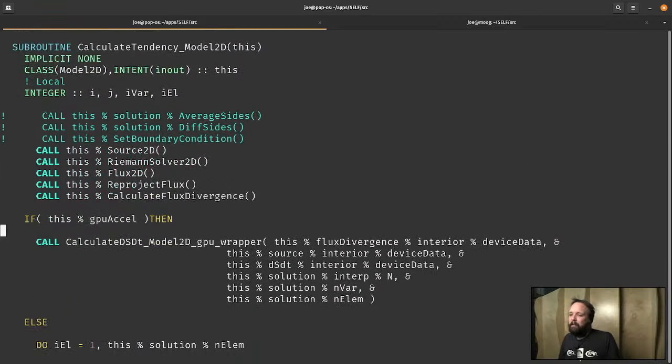Calculate tendency, what it's going to do is it's going to evaluate whatever your concretized source 2D function is for your extended class. It's going to evaluate the Riemann solver for your extended class. It's going to evaluate flux 2D for your extended class, etc. You get the idea. This step here is called reproject. Essentially what it does is it rotates the flux vector from physical coordinates to computational coordinates, and then we calculate that flux divergence. And this is the guy right here that we want to override. The reason why we want to override is because we want to put in split form, because currently it just does conservative form. All right, all that to just give you the idea of how this all fits together.